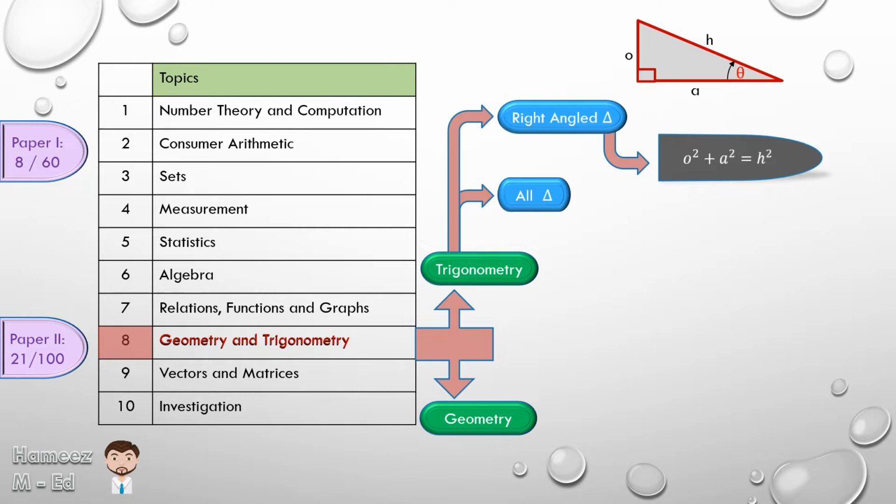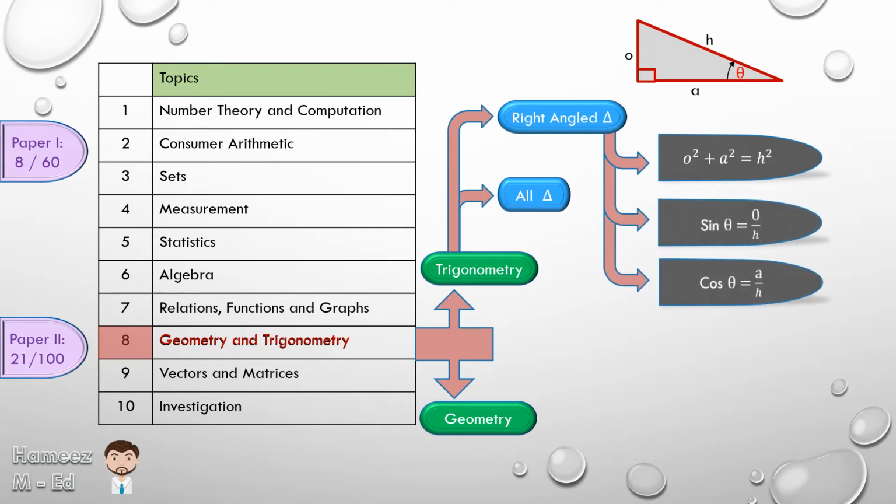And there are three trigonometric ratios that relate two of the sides and the angle. The first being sine theta is equal to opposite over hypotenuse. Cosine theta, or cos theta, is equal to adjacent over hypotenuse. And tan theta is equal to opposite over adjacent. There are a couple of acronyms that are used to memorize these, including SOHCAHTOA, whichever is easier for you.